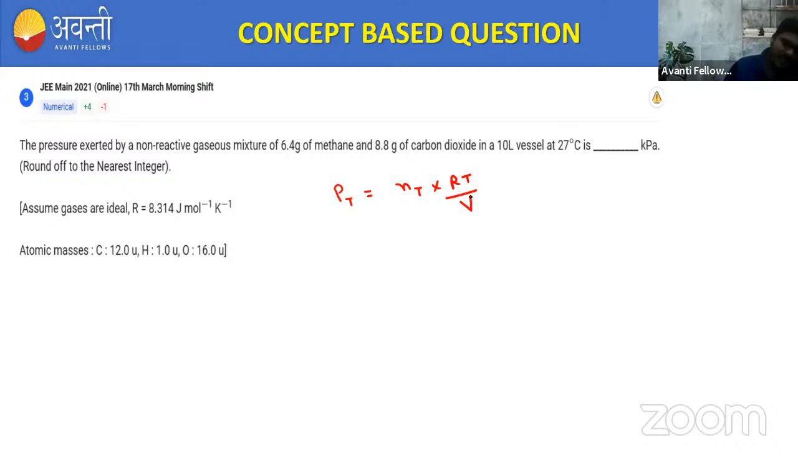So PT is equal to N into RT upon V. Now, what is the total pressure in this case? We can also write it as PT into V is equal to NT into RT. Both are the same. Now, we do not have the total pressure PT. Volume we have, that is 10 liter. So this is 10.